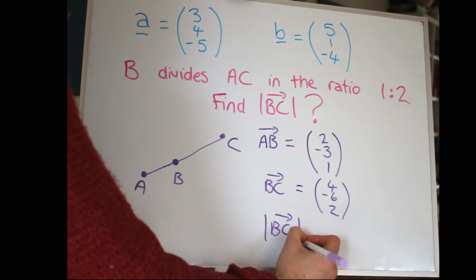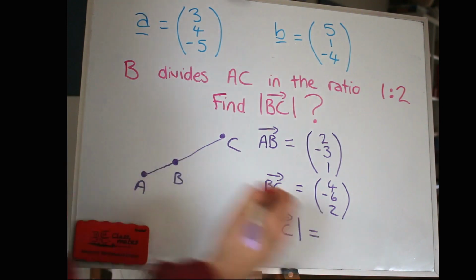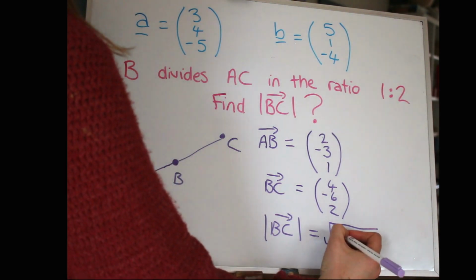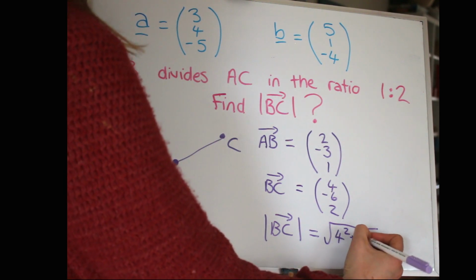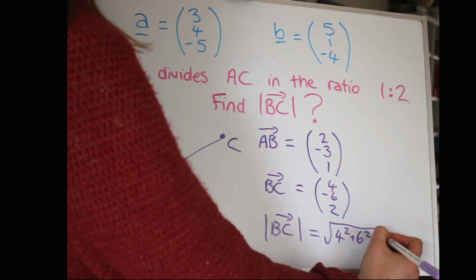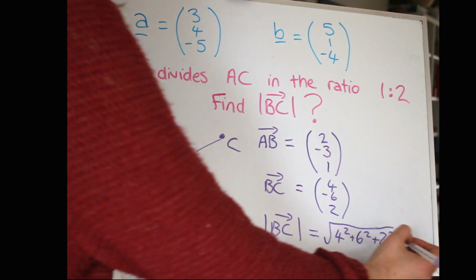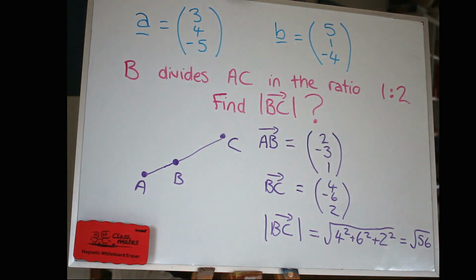And again, don't panic, we're in 3 dimensions, but use Pythagoras in exactly the same way. So Pythagoras does extend to 3 dimensions. We can just do 4 squared and minus 6 squared and 2 squared, all square rooted, it's the same. And that gets us root 56. So there you have it. That's just one example of 3D vectors. Hopefully you can see it's not much more complicated than 2 dimensions.